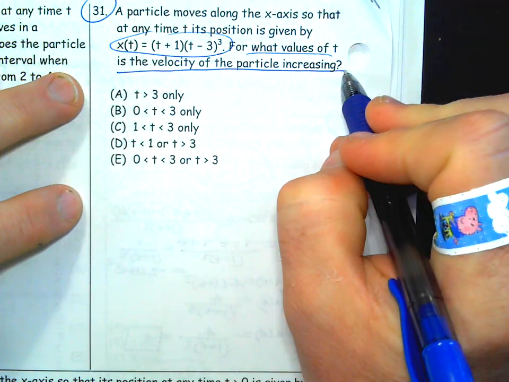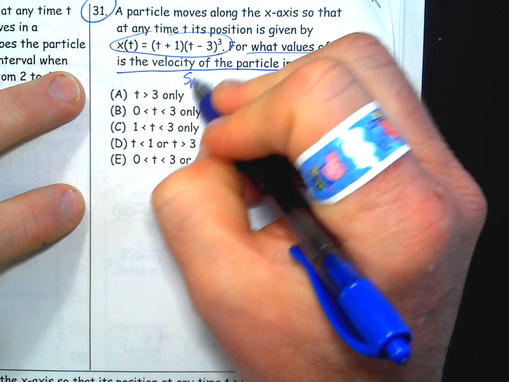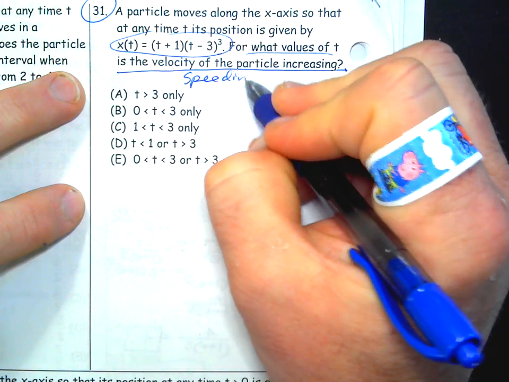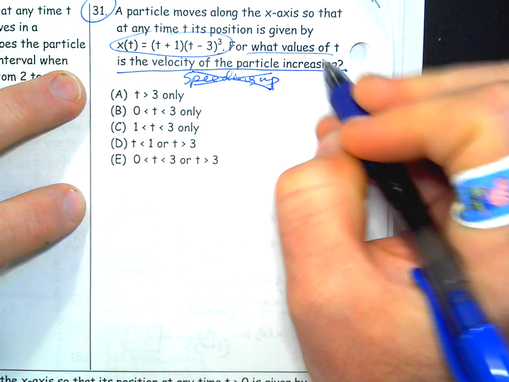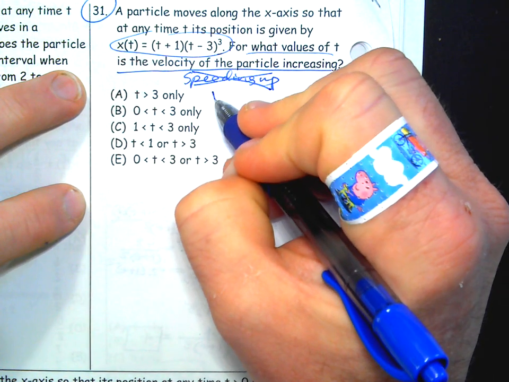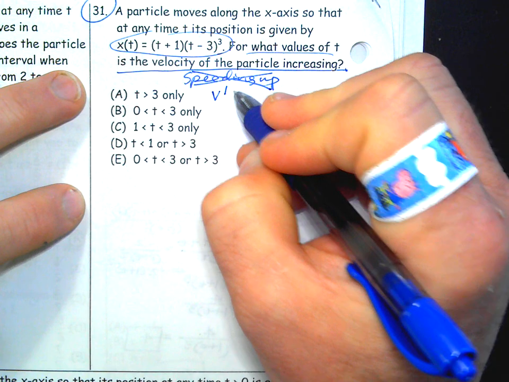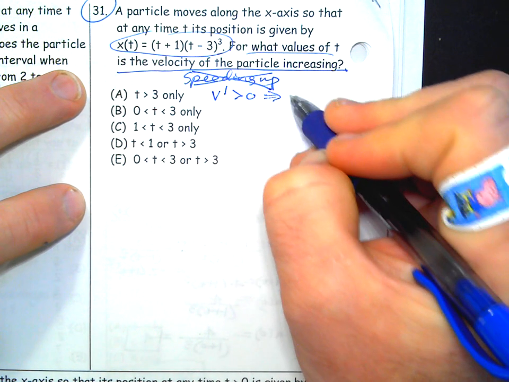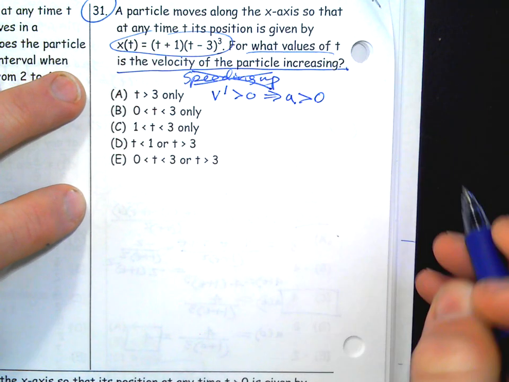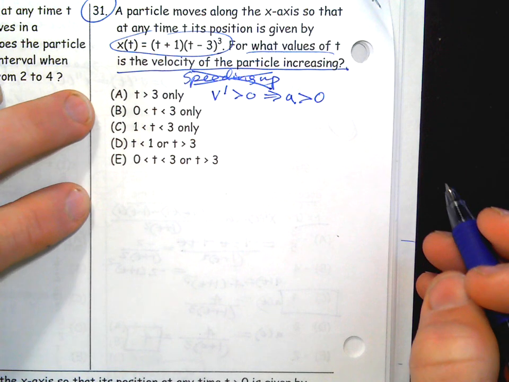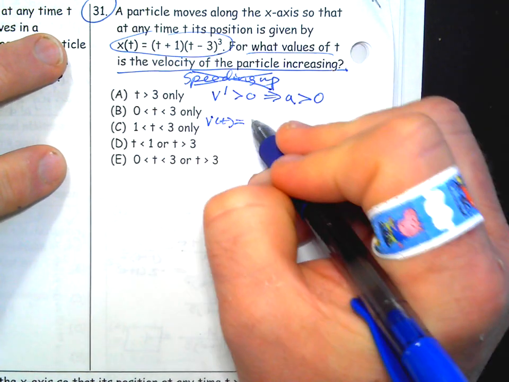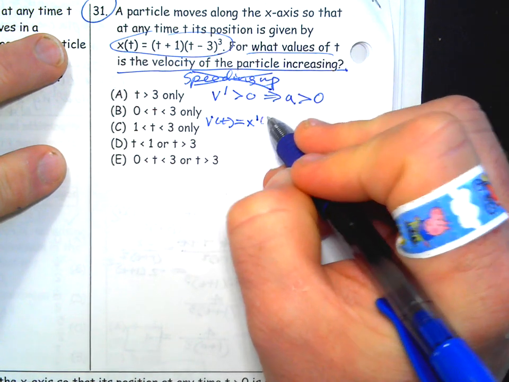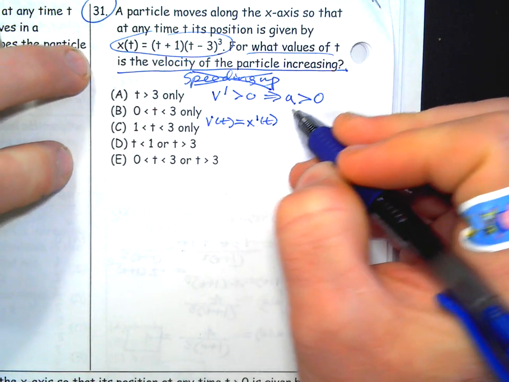Now, don't mix this up with speeding up. That would be the speed of the particle increasing. Velocity is increasing means the derivative of whatever you're saying is positive, which means we're looking for positive acceleration. So I think we got to find the acceleration. I think we got to find v first, right? It's going to be x prime. I think we'll just take the derivative of this.